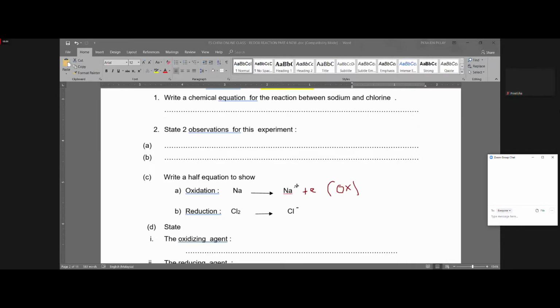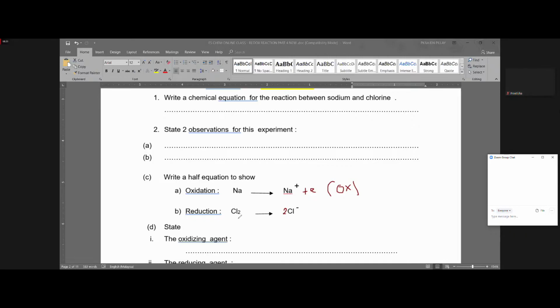Before you do this, you must make sure that all the atoms on the left and right side are balanced. Here is Cl2, only one Cl. Don't bother with the charge. So you put a 2 first. Kita balance, do a Cl, Cl2.